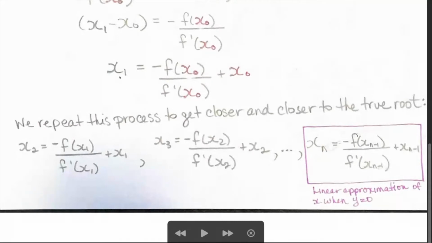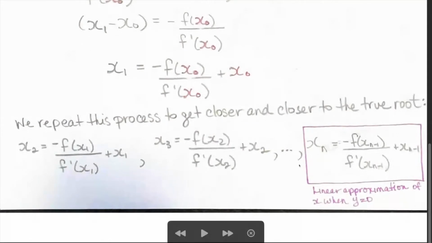So I know that if x1 equals negative f at x naught over f prime at x naught plus x naught, then x2 is going to be equal to negative f at x1, because that was the point before it, over f prime at x1 plus x1. And x3 is going to be equal to negative f at x2 over f prime at x2 plus x2, and so on. So in general then, I can say that any xn is equal to negative f at xn minus 1, so the x value before xn, over f prime at xn minus 1 plus xn minus 1.